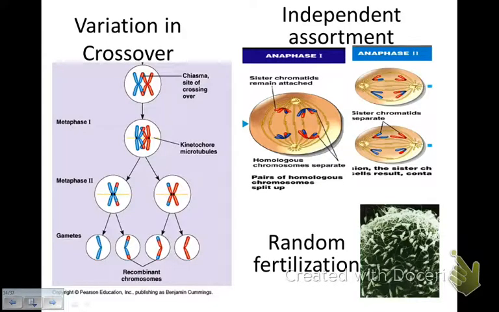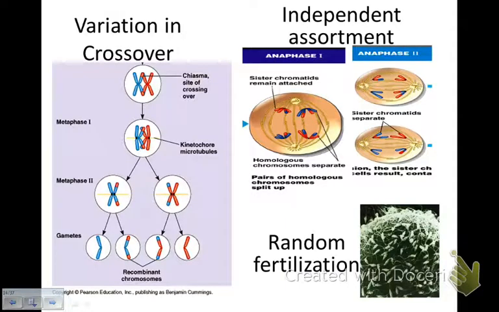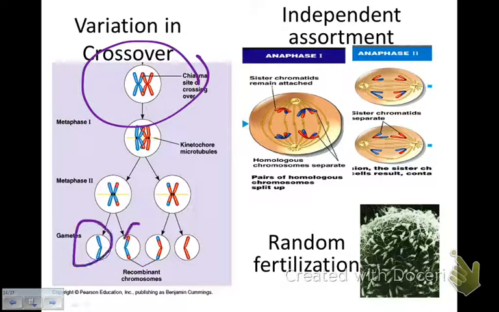Okay, so remember the process of sexual reproduction. Sexual reproduction is how we get variation, and there are three reasons that we have variation because of sexual reproduction. The first one is crossing over, which happens in prophase one of meiosis. Remember those homologous chromosomes cross, and they switch DNA, and they separate. And that's what makes you and your sister look different. You got that egg, and your sister got that egg.